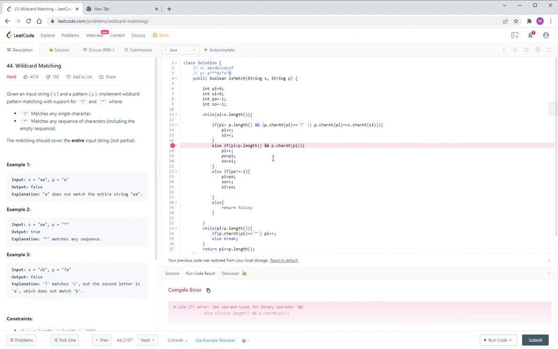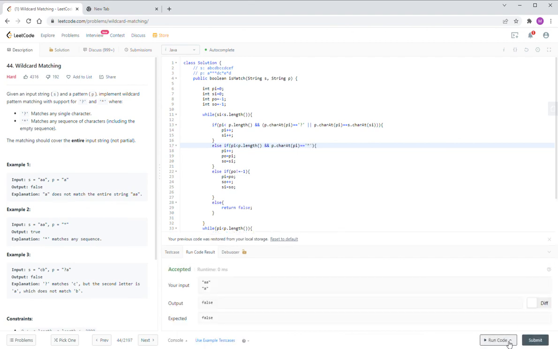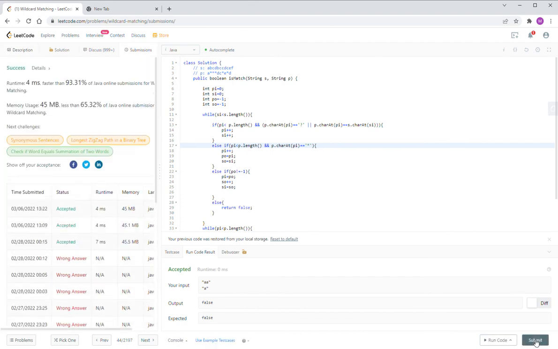What's wrong with that one? Bad operation, less, and okay. Oh, here it should be equal to wildcard. Okay, and submit it. Yeah, we're done.